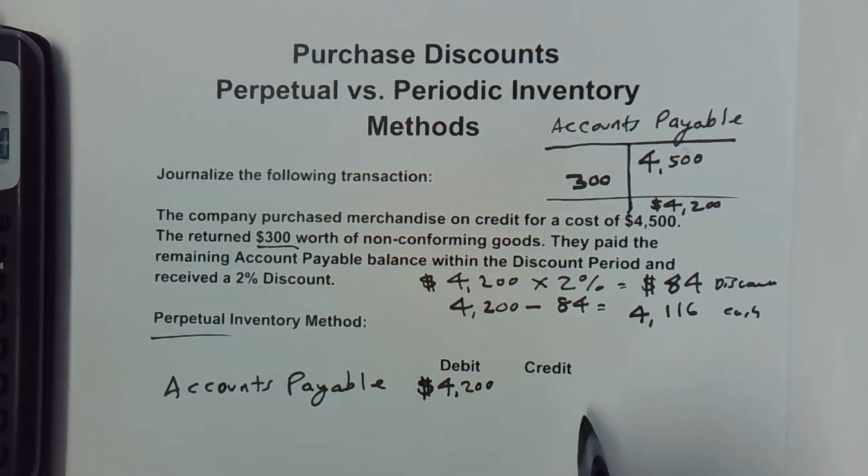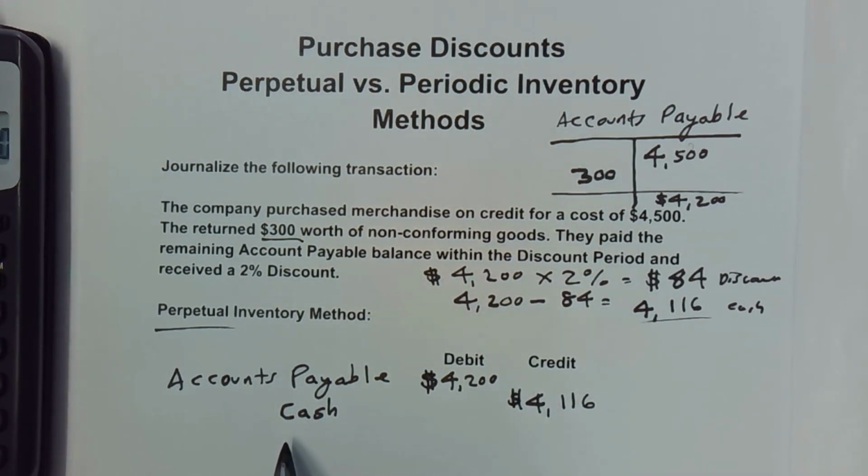But I told you that we're going to pay cash of only $4,116. So we're going to credit cash for $4,116. As you can see, they don't balance. So we need another entry here to show this $84 discount. And in the perpetual inventory method, we're going to use that inventory account. We're going to credit the inventory account for that $84.